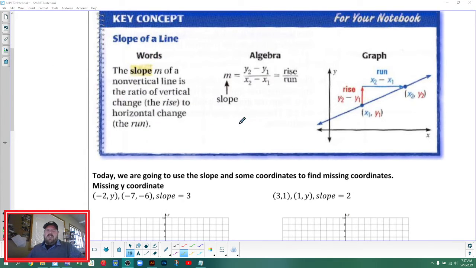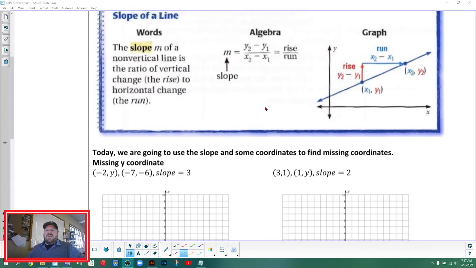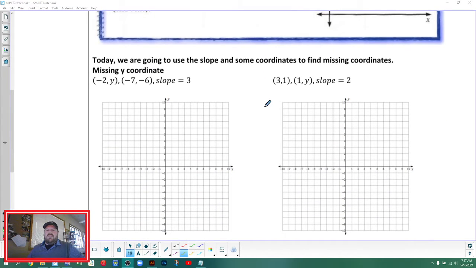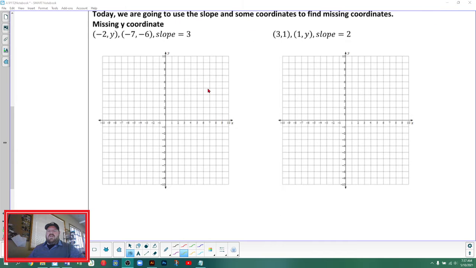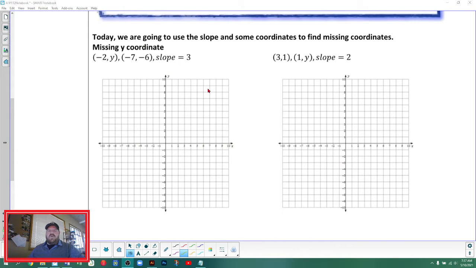Same graphic. I'm not trying to show you anything new today. We're just going to be using slope. So today we're going to be using the slope and some coordinates to find some missing coordinates. And we're going to start here by finding the missing y coordinate.